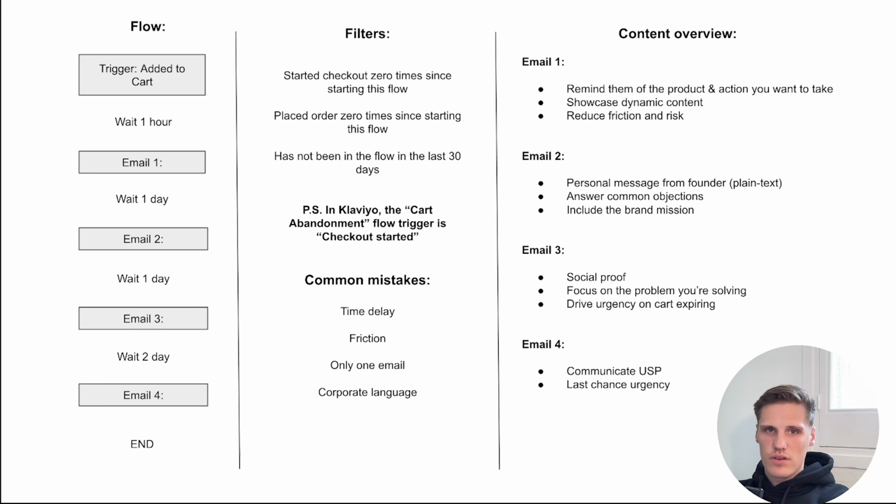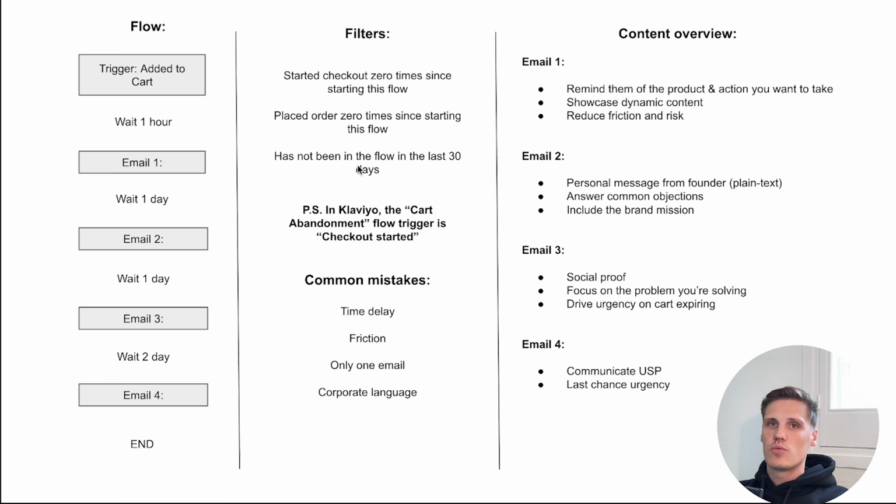So a PS here: if you use Klaviyo and you want to create a cart abandonment flow, the cart abandonment template that they have actually has the trigger checkout started. So their cart abandonment template is actually a checkout abandonment flow. So what you want to do is add a small snippet to your website, which doesn't influence your site speed or whatever. It's really small. And once you install that snippet, that will trigger a new action in Klaviyo called added to cart.